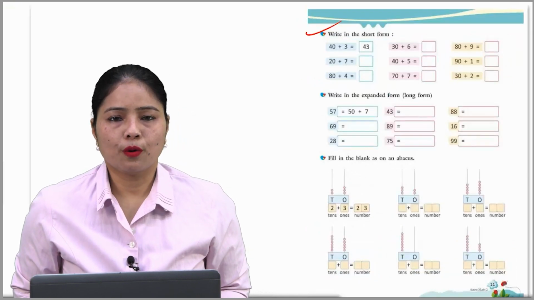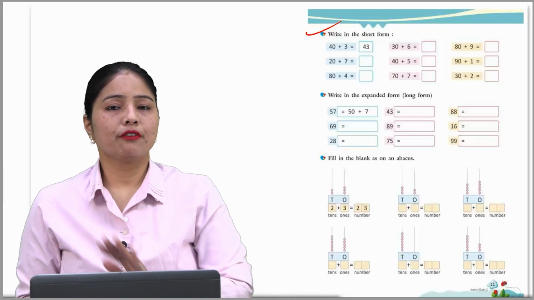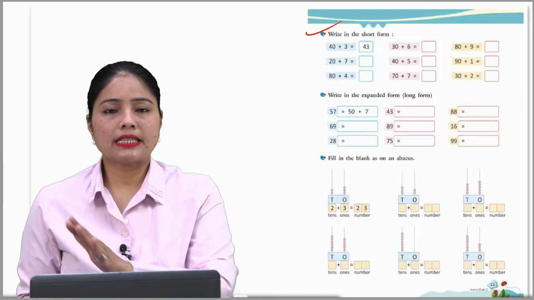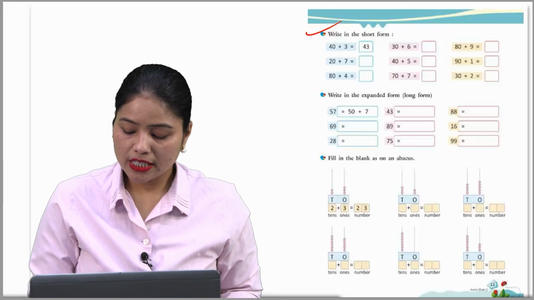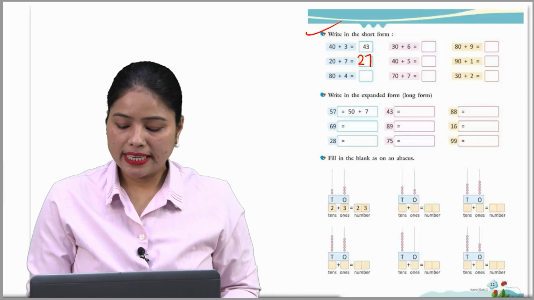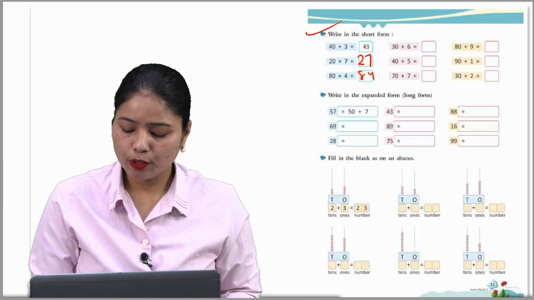Write the short form. 40 plus 3 makes number 43. This is the short form of that one. Similarly 20 plus 7 makes number 27. 80 plus 4 makes number 84. Okay, I hope you understood.